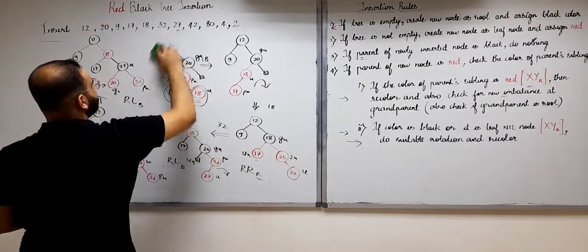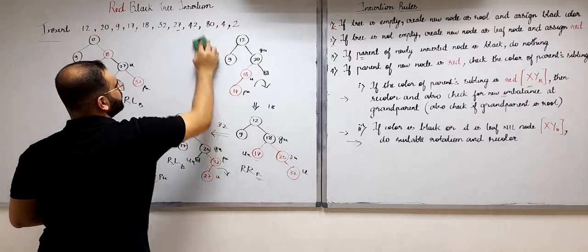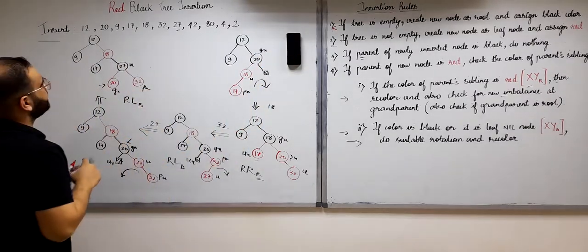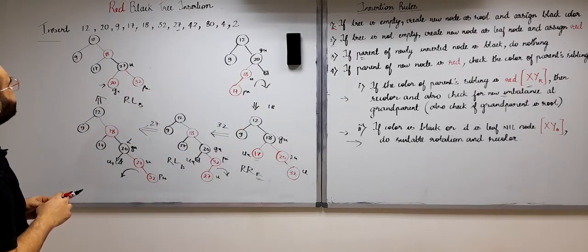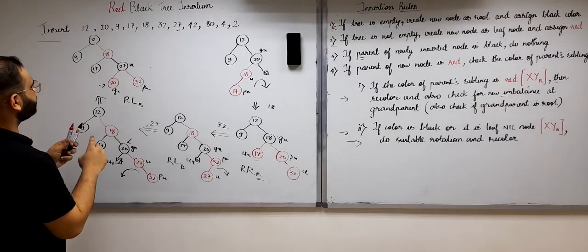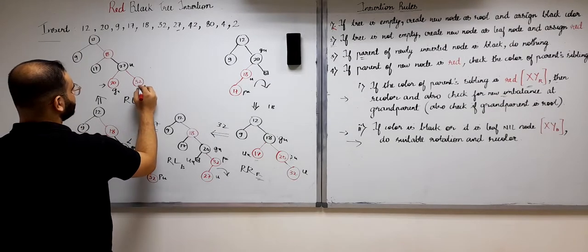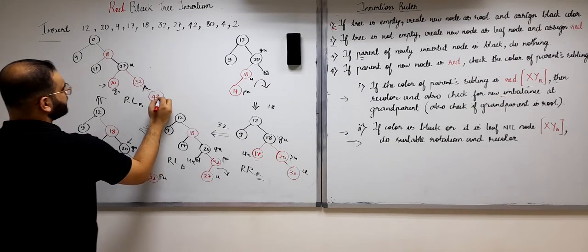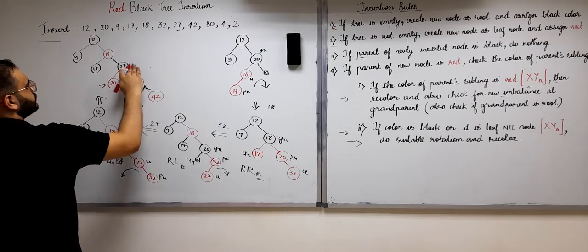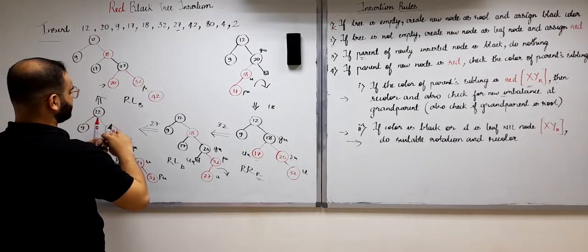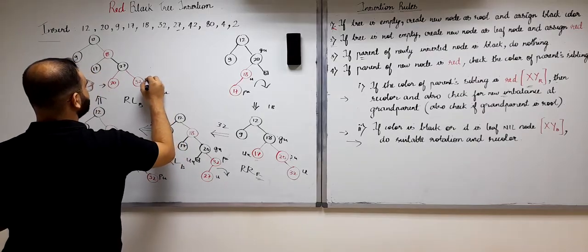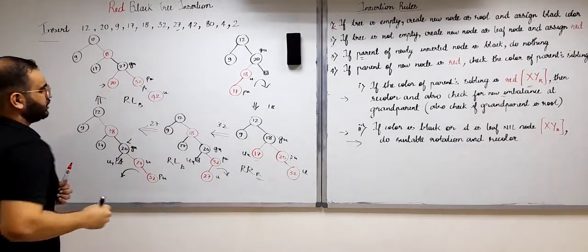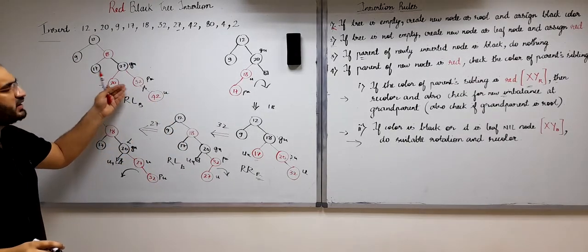So now let us add the next node. We have added 27, and the next node is 42. So where will 42 come? 42 will actually come over here, right? This will be 42. So now this is my U, PU, GU. Needless to explain, there is an imbalance.